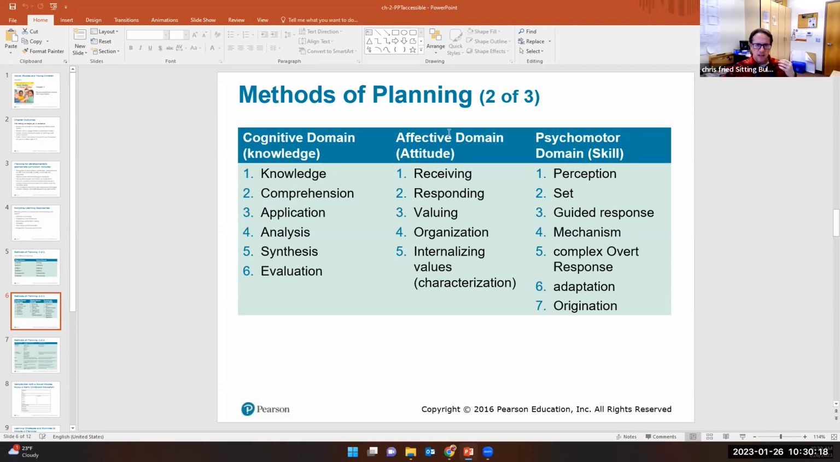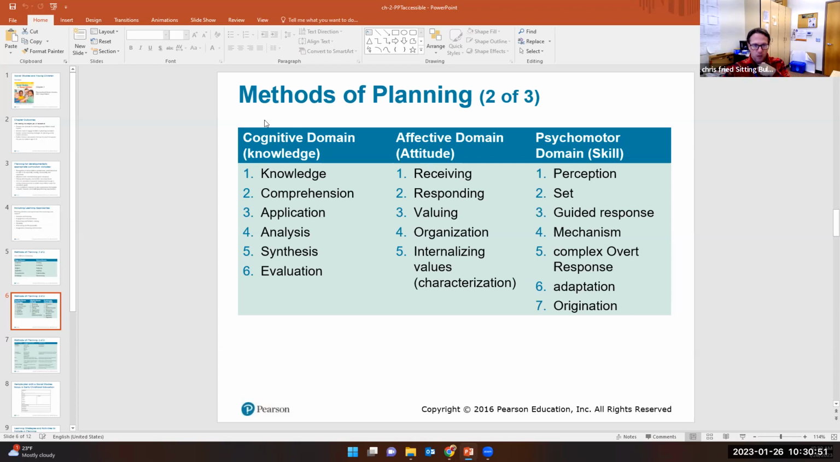Okay. The affective domain is our attitude towards things, right? So how we receive something, or how we receive information, how we receive conversation from somebody, responding to them, what we put value on, things that we do value or that are important to us, right? And things that we don't value, that we might push off to the side or don't pay attention to. Organization, right? And then internalizing values, right? So our morals and our character are those components there.